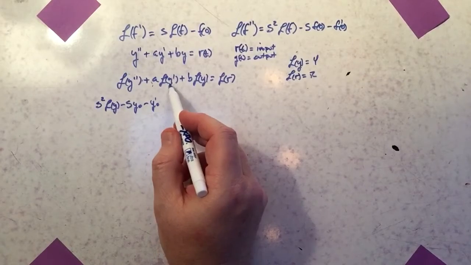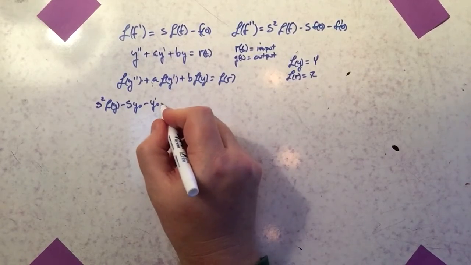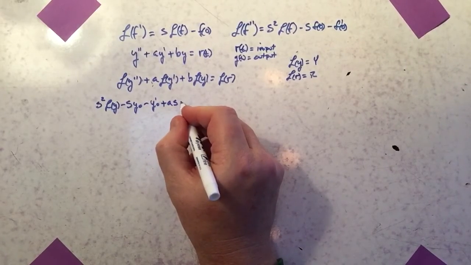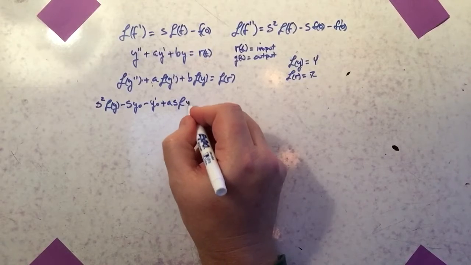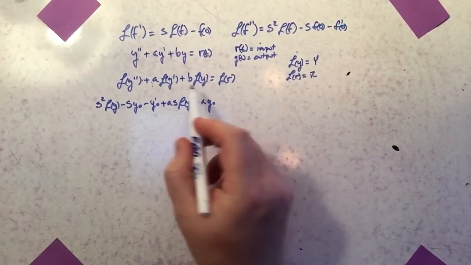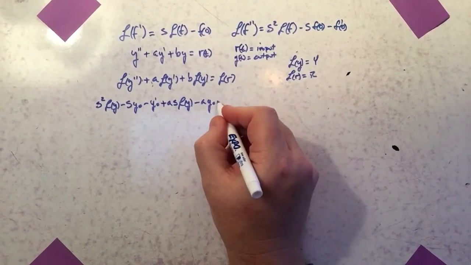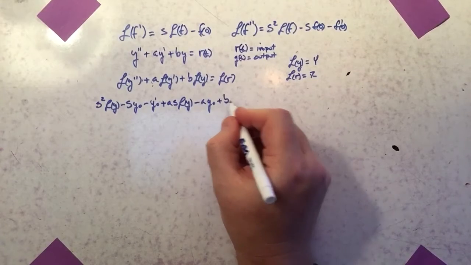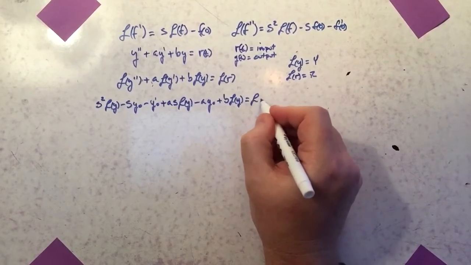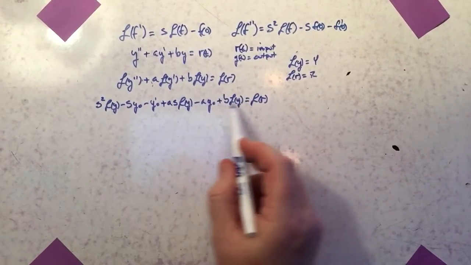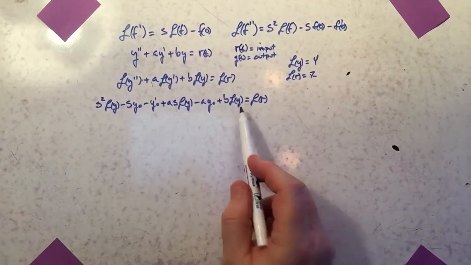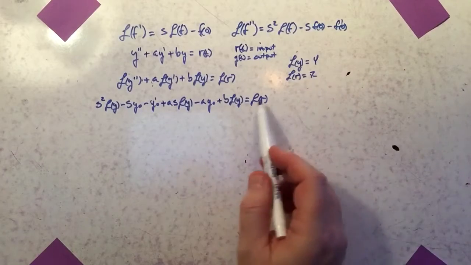Second term is going to be a times this whole thing. So that's going to be plus a times s, the Laplace transform of y, minus a times y naught. And then the last thing is just by. So that's going to be plus b times the Laplace transform of y, and then that whole thing is going to be equal to the Laplace transform of r. So all I did there was just substitute in what the first and second derivative of the Laplace transform is. Now I'm going to go ahead and make these substitutions to make it algebraically a little bit simpler.